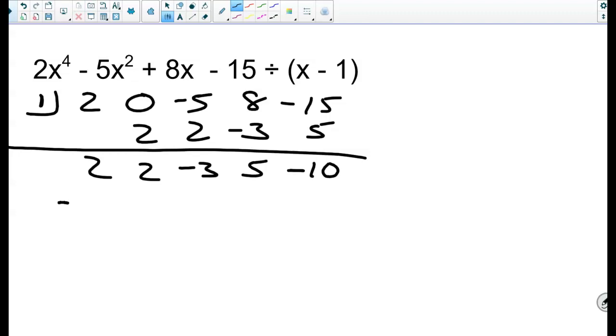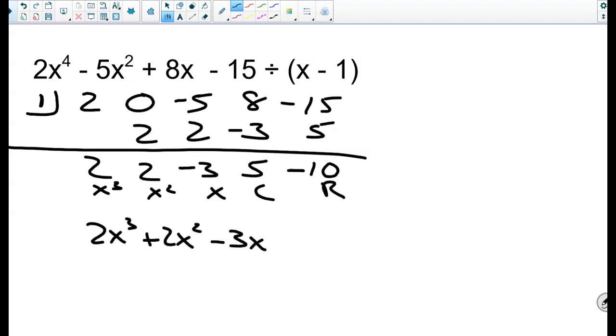And my answer becomes, let's stop doing that in the wrong order. Sorry about that. Remainder, constant, x squared, x cubed. So it's 2x cubed plus 2x squared minus 3x plus 5 minus 10 over x minus 1.